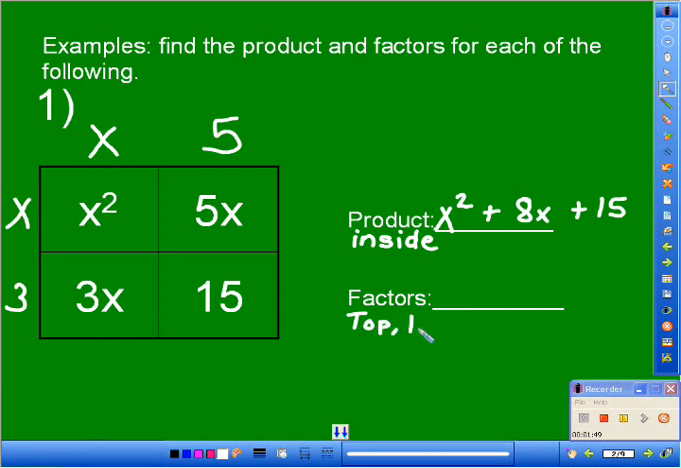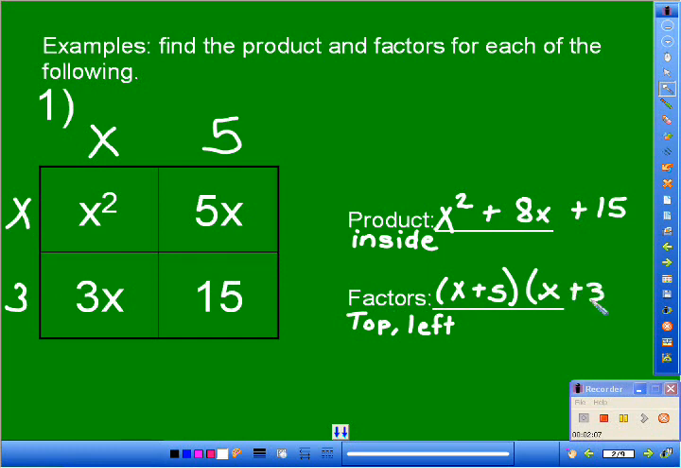and on the left. So my factors are x plus 5 and x plus 3.